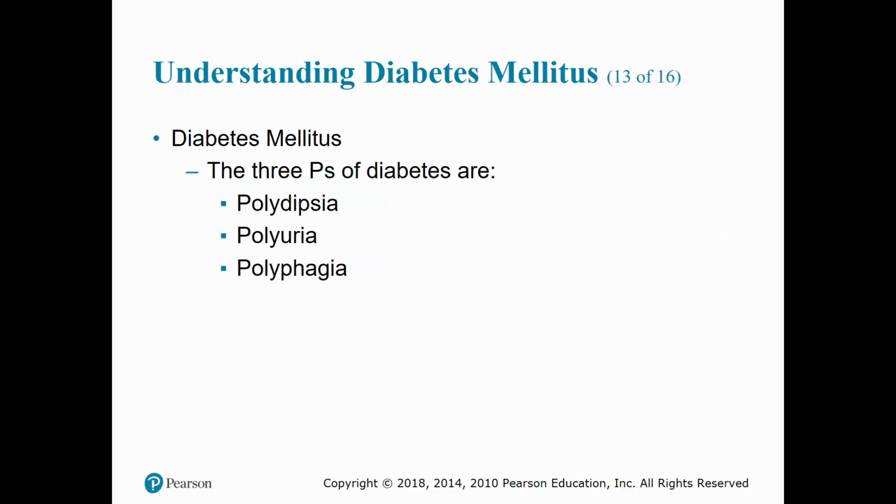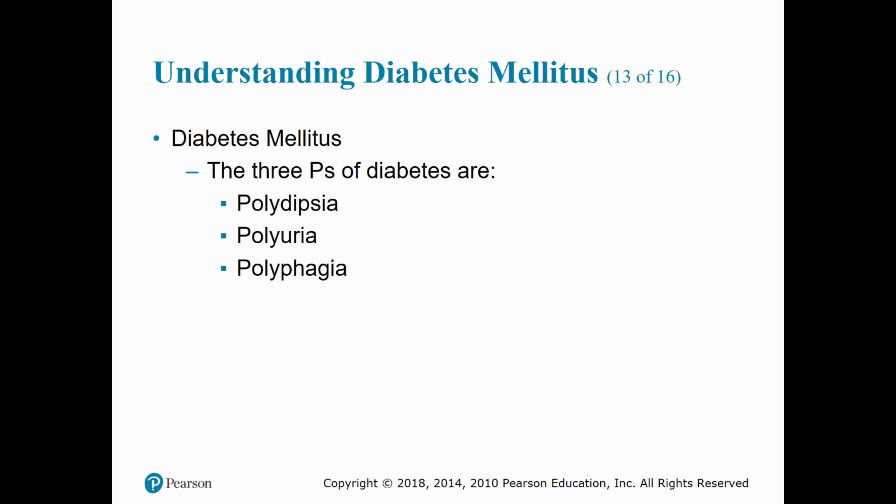Now you have what's called the 3 P's of diabetes: polydipsia, polyuria, and polyphagia. Polydipsia indicates that the patient is drinking more fluids more often than normal. Polyuria means that they urinate more often, and polyphagia means that they are eating more.